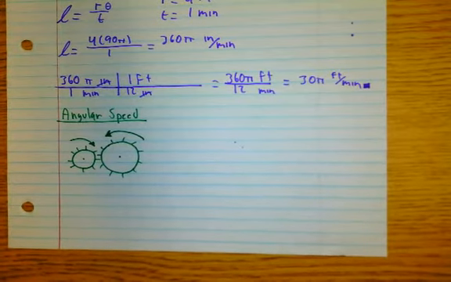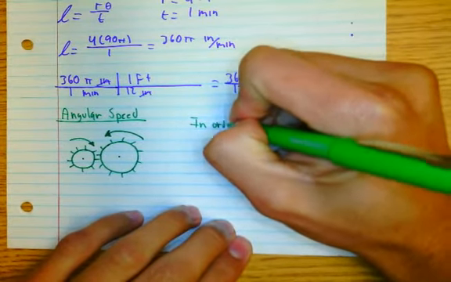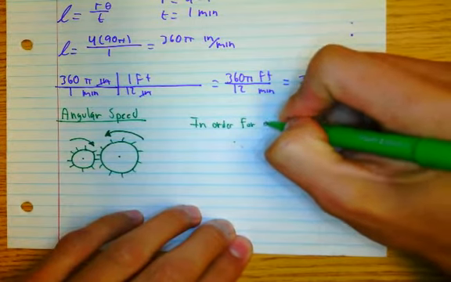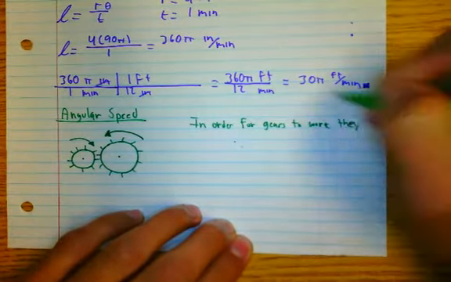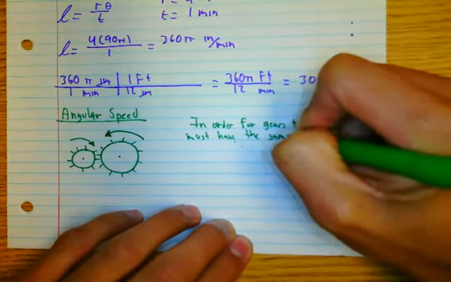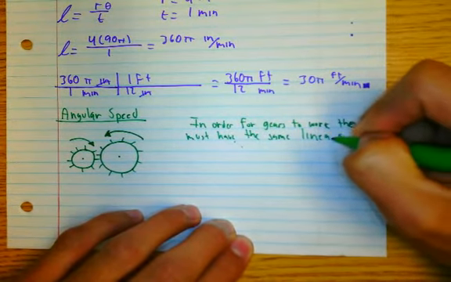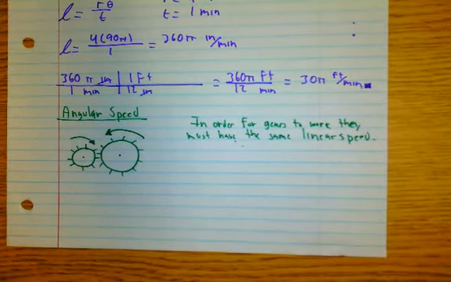So let's write that down first. In order for this to work, they must have the same linear speed. Okay? Agreed? But here's my question to you. This gear's rotating. Most people are going to tell me that the smaller gear is moving faster.